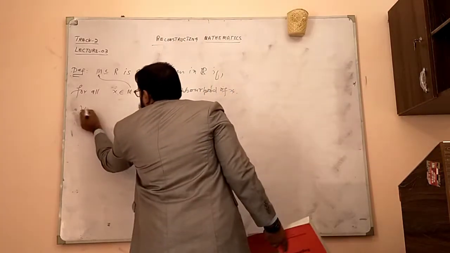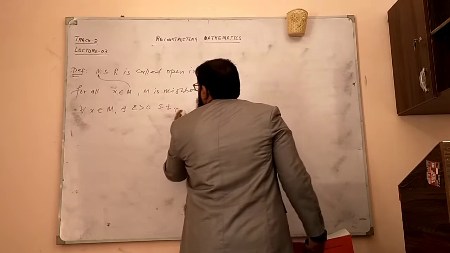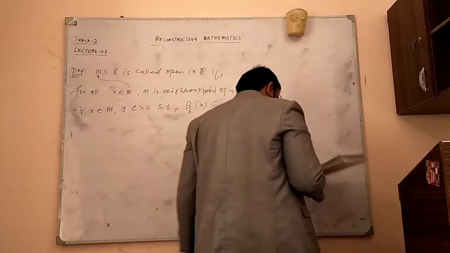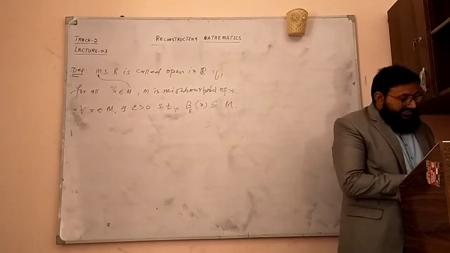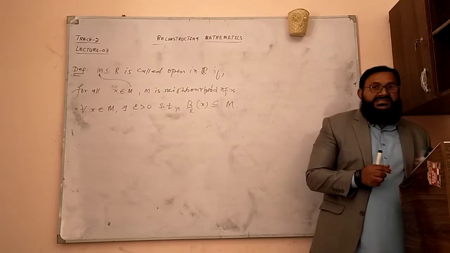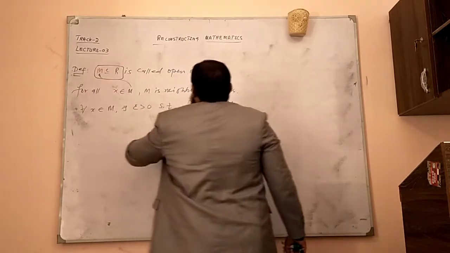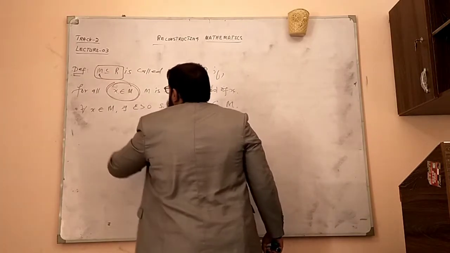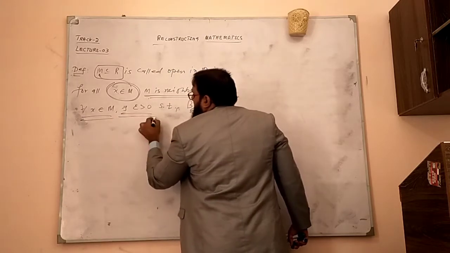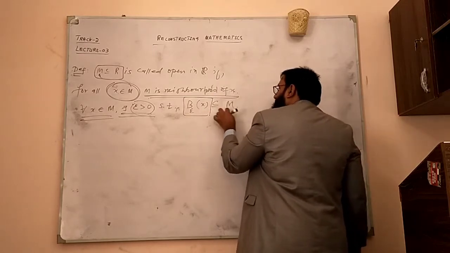Or in other words, for all x in my set, there exists some epsilon positive such that any ball around x of radius epsilon is totally contained in your set. Then we call this set open. So this is the concise definition of an open set. M is called open if for all x inside M, there is a neighborhood of x. Or for all x in M, there exists some epsilon positive such that any ball of radius epsilon around x is totally contained in M.